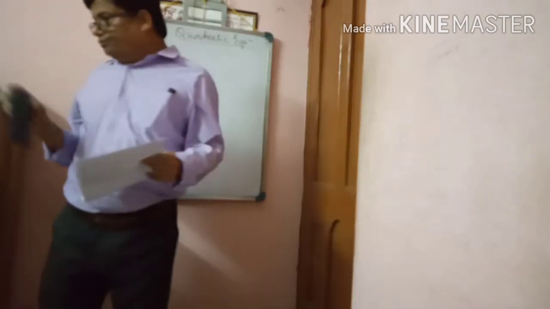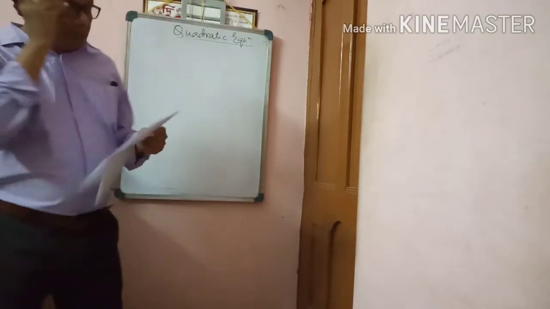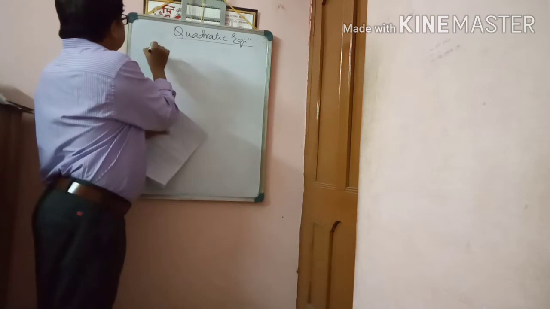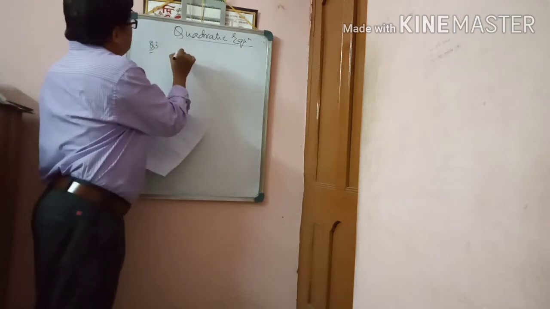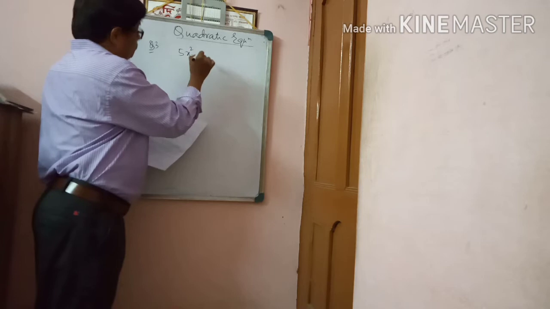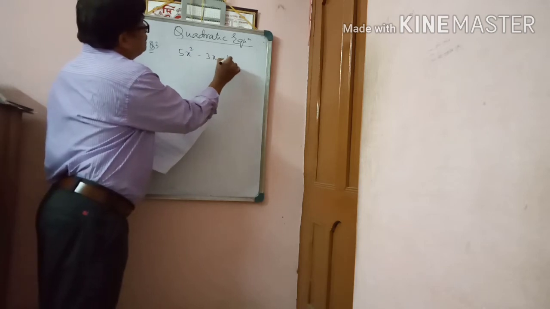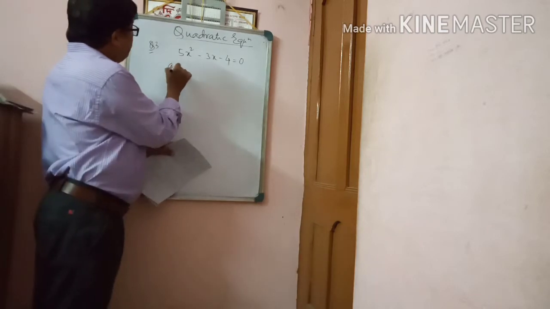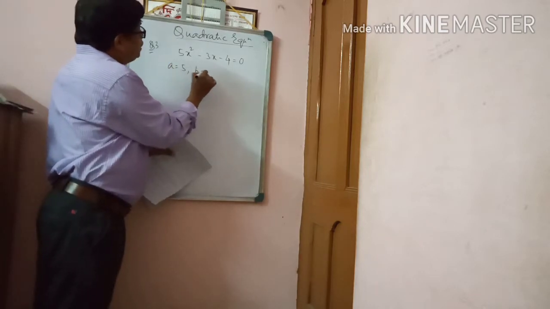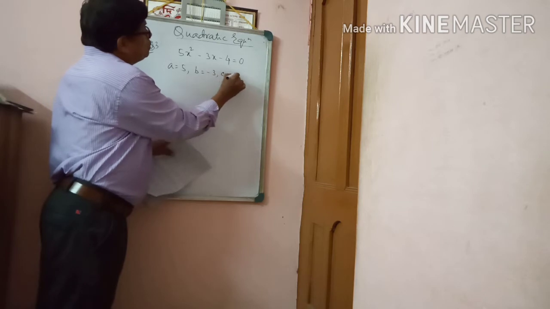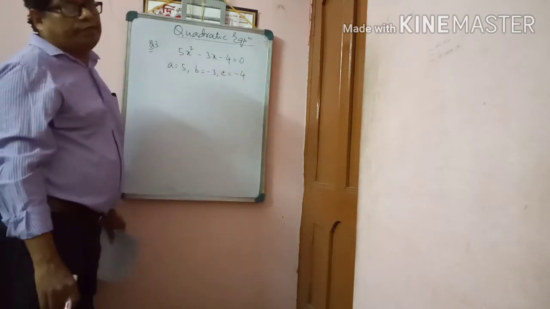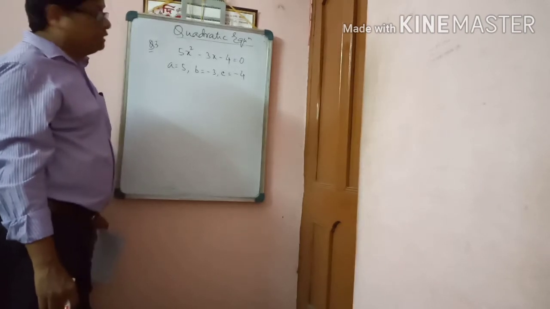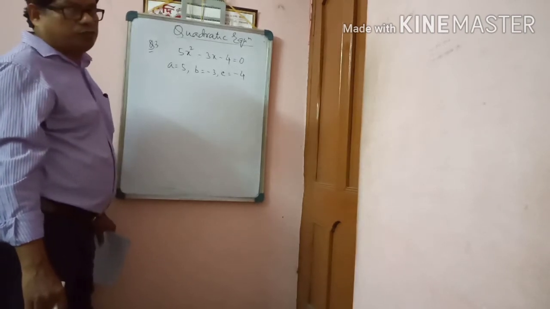Next term. So, using the formula to two significant figures, solve question number 3: 5x square minus 3x minus 4 equal to 0. First you have to write here a equal to 5, b equal to minus 3, c equal to minus 4.